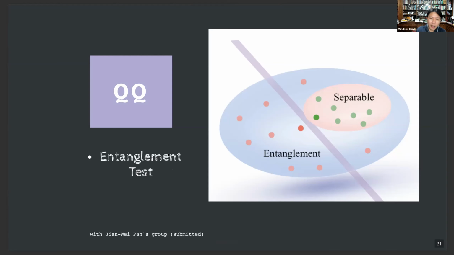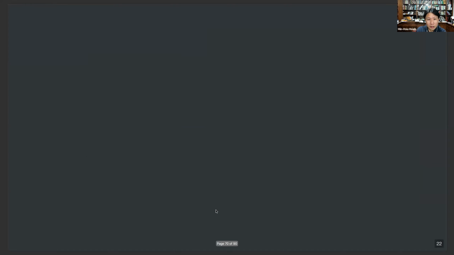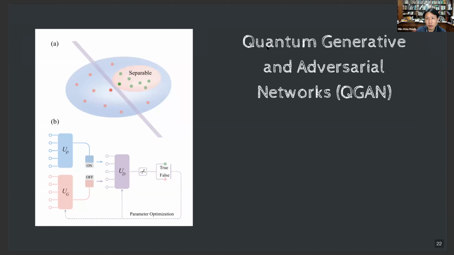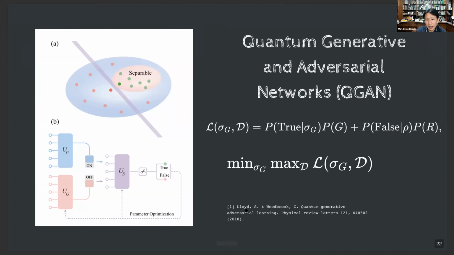With that kind of setting, Jianwei Pan's group can actually carry out the experiment for us. So I will show you some experiment data here. The idea we have is to use the quantum generative adversarial network idea proposed by Seth Lloyd in 2018. The basic idea here is that in the quantum regime, the loss function can be easily modeled by error probabilities. So let's take a look at the figure.